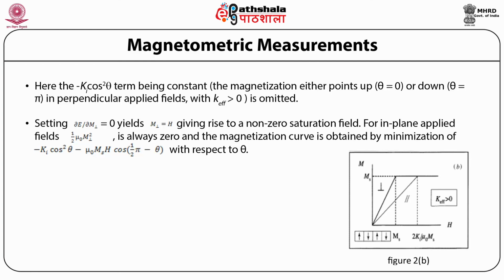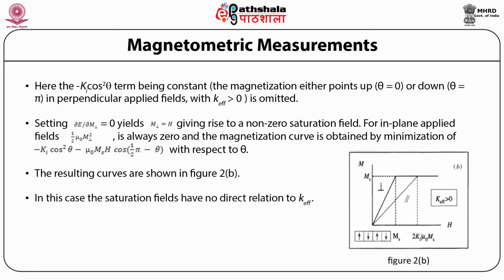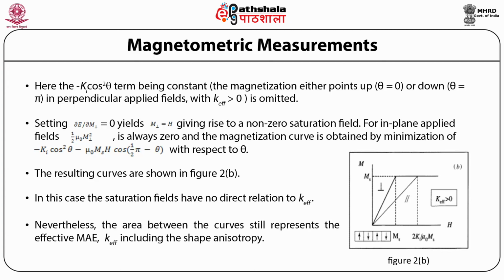For in-plane applied fields, 1 by 2 mu naught into m perpendicular square is always 0, and the magnetization curve is obtained by minimization of minus Ki into cos square theta minus mu naught into Ms into H into cos of pi by 2 minus theta with respect to theta. The resulting curves are shown in figure 2b. In this case, the saturation fields have no direct relation to K effective.